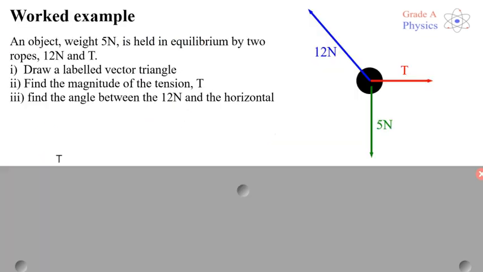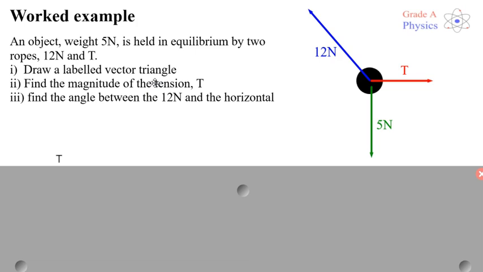So let's have a look at an example, almost identical to the previous one. So we have a weight, we have 2 ropes, we've got 12 newtons, and we have an unknown horizontal rope. That's what we're trying to find, T. So it says draw a labeled vector triangle. So very often in the exam, that's the first mark. So you need to get your ruler. You don't necessarily need a protractor, so it doesn't need to be to scale, unless that is what it's asking you in the question, but that's a separate skill.